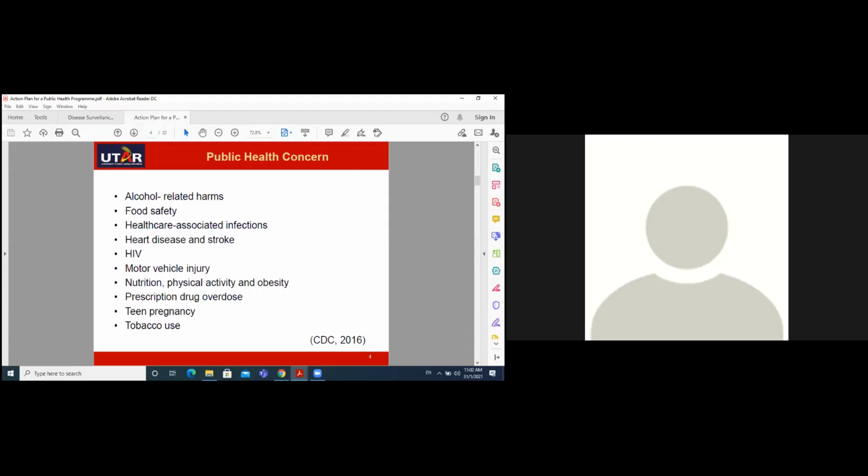So according to the CDC Center of Communicable Diseases 2016, the public health concerns we look into for public health policy are related to alcohol related harms, food safety, healthcare associated infections, heart disease and stroke, HIV, motor vehicle injury, nutrition, physical activity and obesity, prescription drug overdose, teen pregnancy, and finally tobacco use.